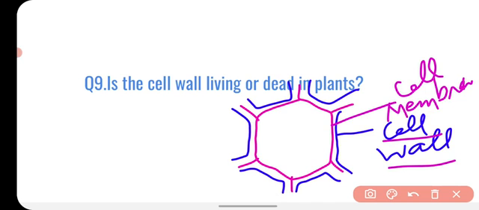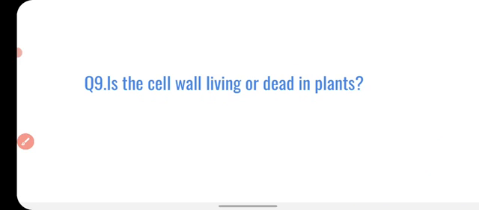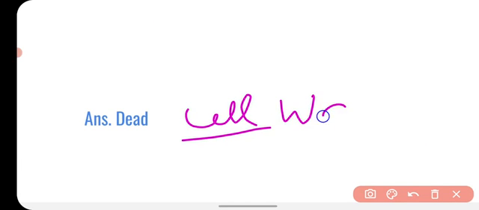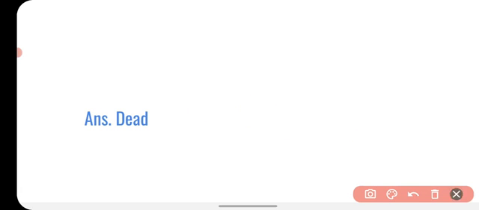That cell wall is dead or living? You have to write whether the cell wall is living or dead. Do you know? So the answer is, this is dead. Yes, the cell wall of the plant cell is dead. It doesn't consider as living, it is dead.